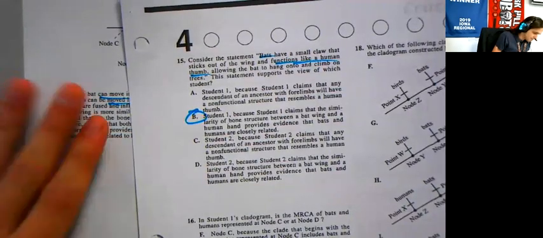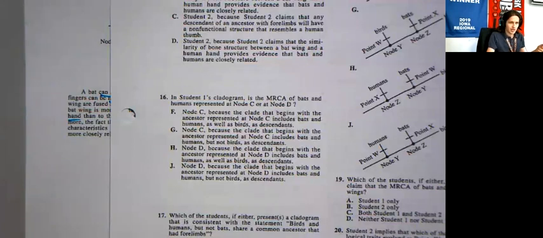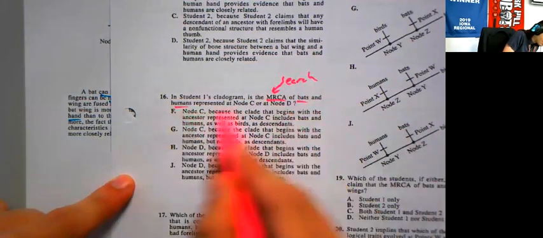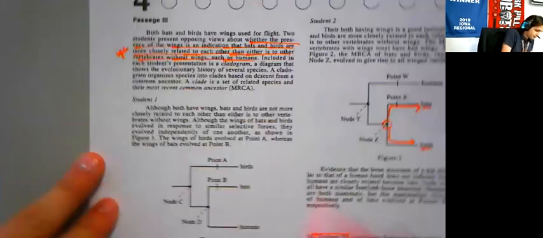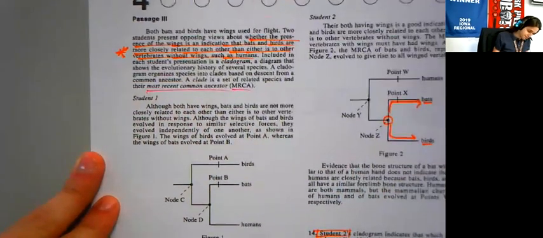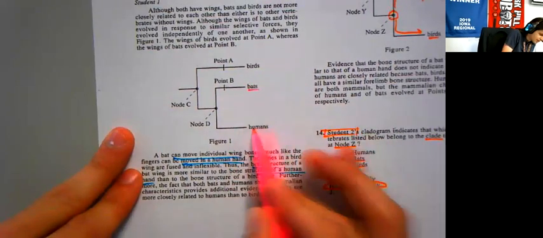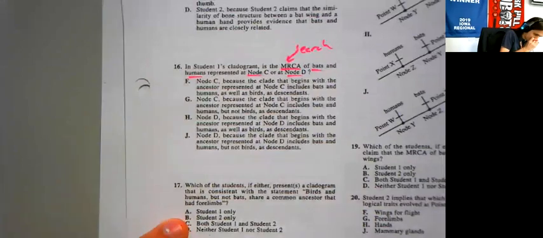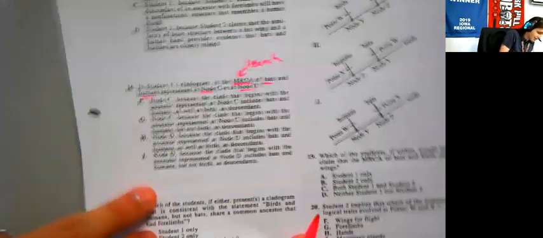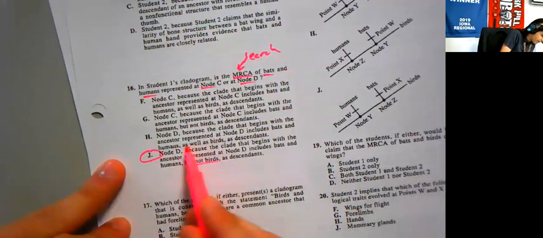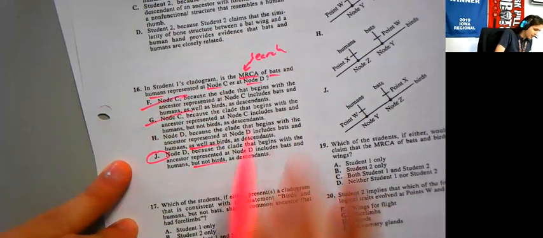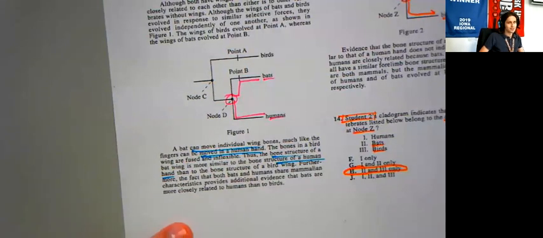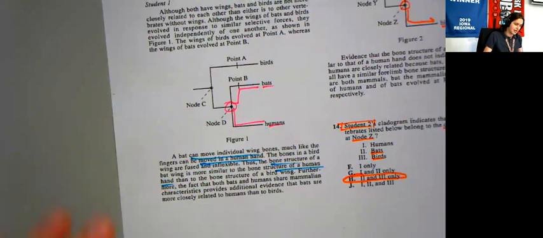All right. So great. Number 16, in student 1's cladogram, is the MRCA of bats and humans represented at node C or node D? Oh, I don't know what that is. Most recent common ancestor, MRCA. Student 1, bats and humans. Where's their most recent common ancestor? Right there, node D. Why? It includes bats and humans, but not birds. Notice, as well as birds and but not birds. Could have crossed out C right away. Would have been left with those two. A keen eye sees that the only difference between those two answer options is the as well as and the but not. And noticing that the birds, but not, they're back there at C. It's the first place they connect up.